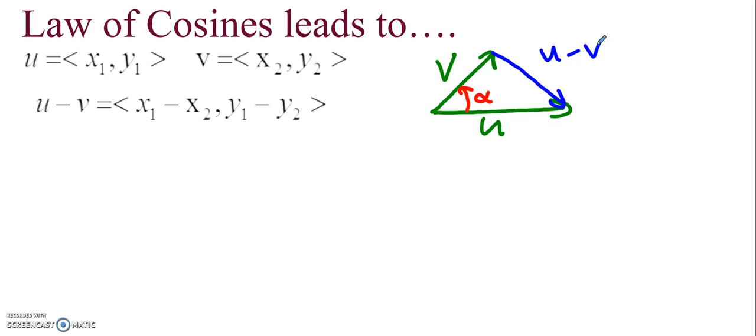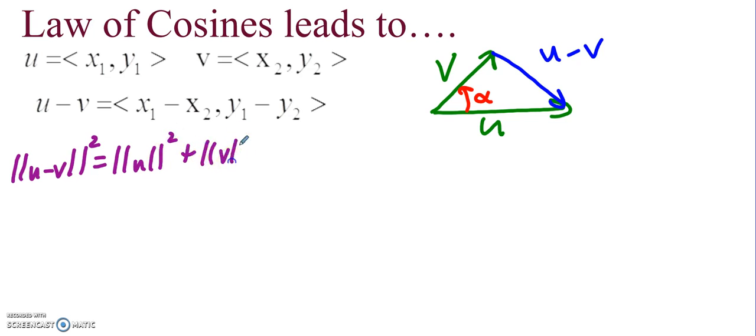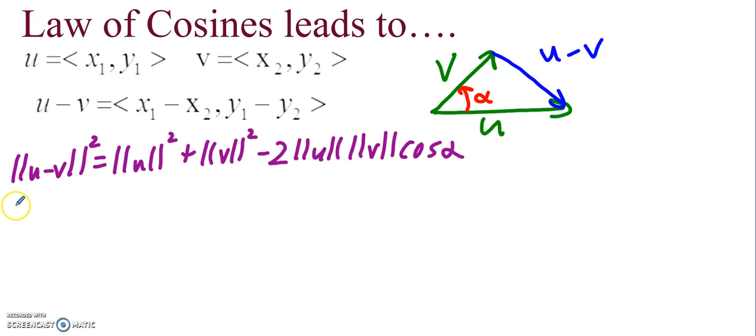So what do I know about these using the law of cosines? We actually saw this earlier on in a warm-up. So I know that the magnitude of u minus v squared is the magnitude of u squared plus the magnitude of v squared minus 2 times the magnitude of u times the magnitude of v times the cosine of alpha, right? That's our law of cosines. So if we actually write this out, let's look and see what we get.